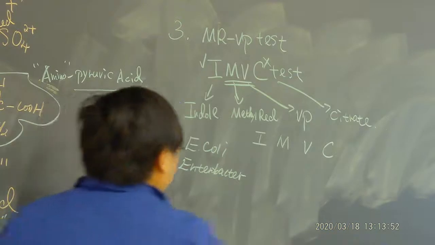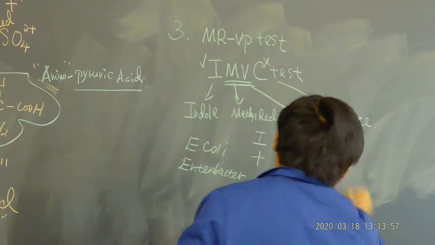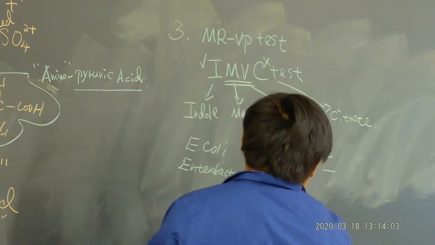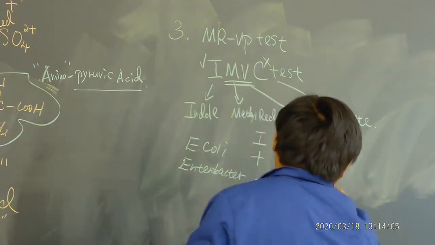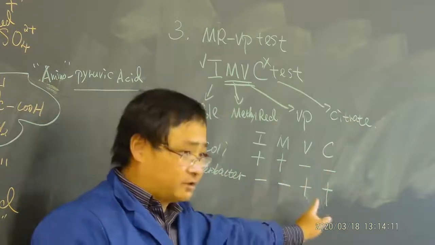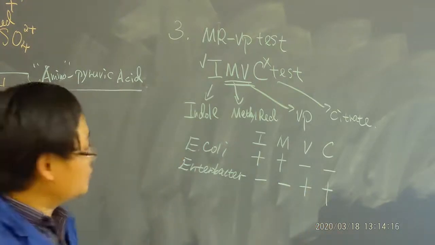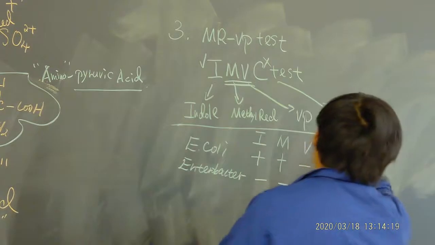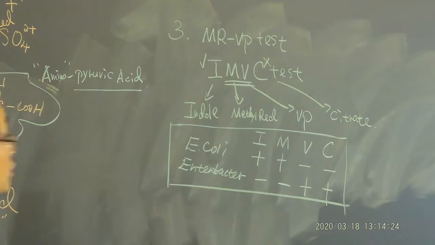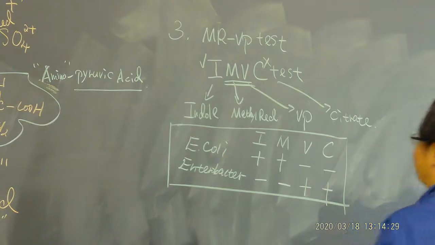For E. coli, it is indole positive, methyl red positive, Voges-Proskauer negative, and citrate negative. For Enterobacter, indole negative, methyl red negative, Voges-Proskauer positive, and citrate positive. It looks like the sticky ends of the DNA. That's why this test is important in the food industry, because they can differentiate E. coli and Enterobacter. So we will do indole for the SIM test. We're not going to do citrate. Here we're going to do MRVP.